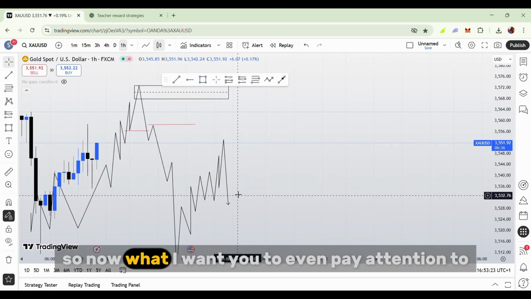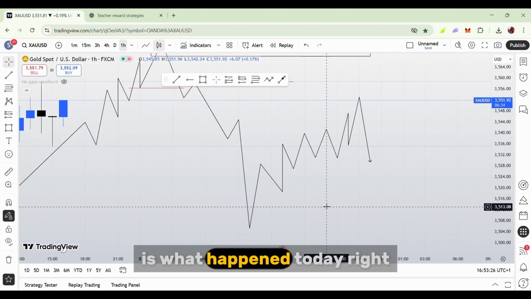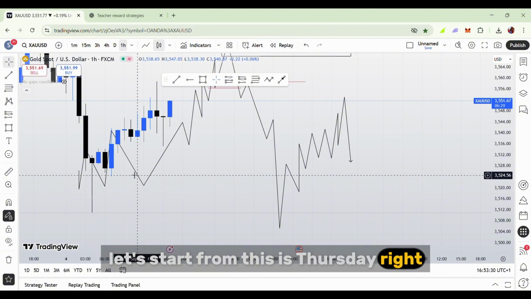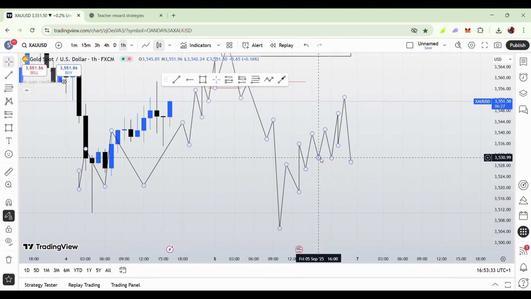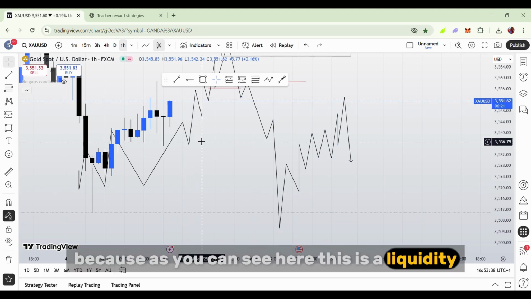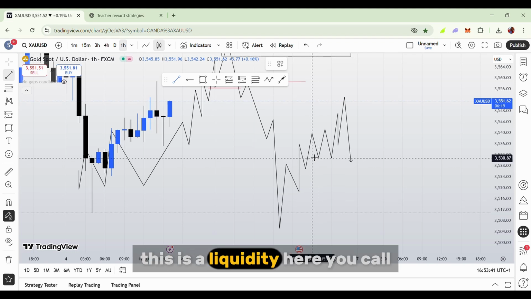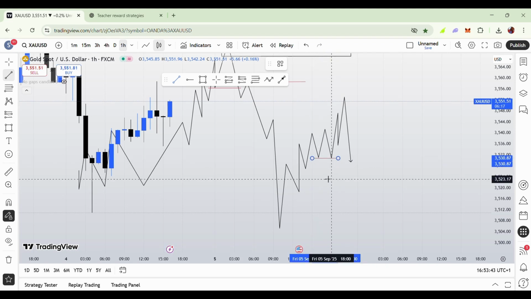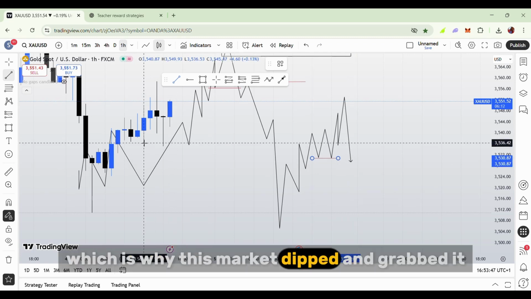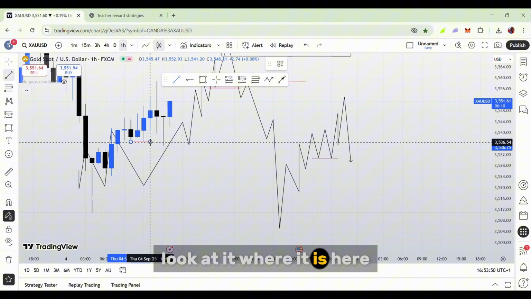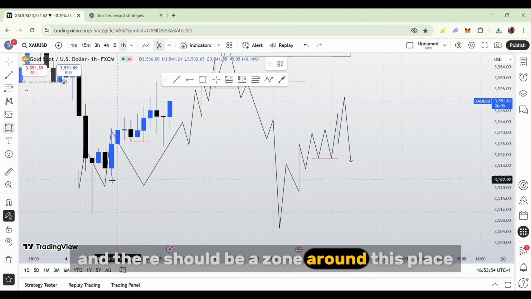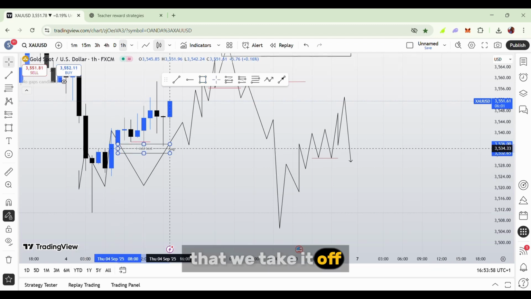Now what I want you to pay attention to is what happened today. Let's start from this, which is Thursday. If only you marked this, you wouldn't be going to and fro, because as you can see, this is a liquidity here, equal. So there should be a zone here, which is why this market dipped and grabbed it. Look at where it is here. Then this market grabbed the liquidity and there should be a zone around this place that will take it up.